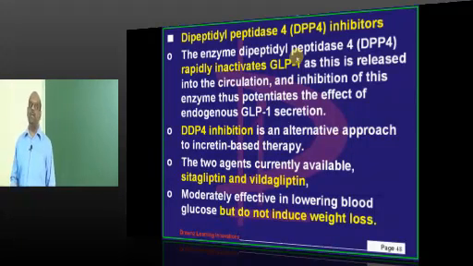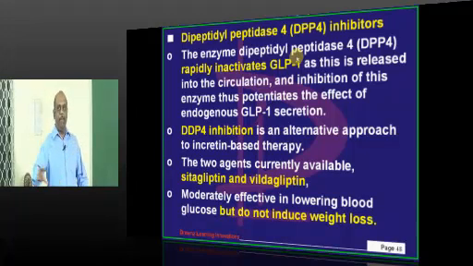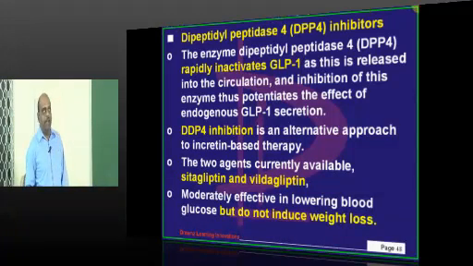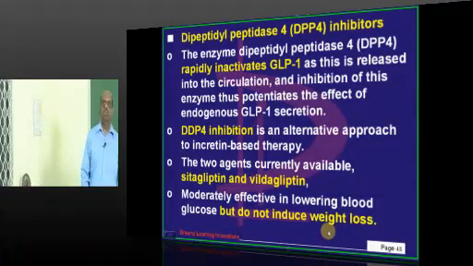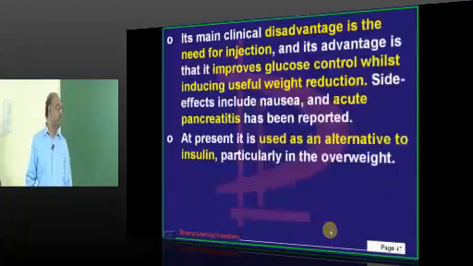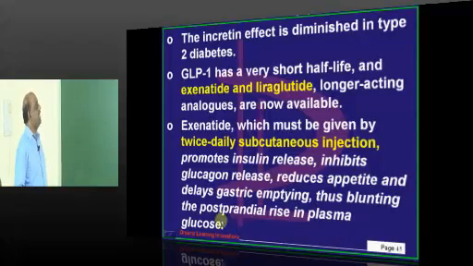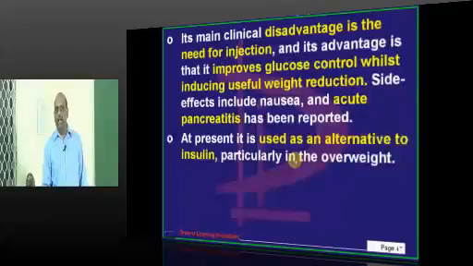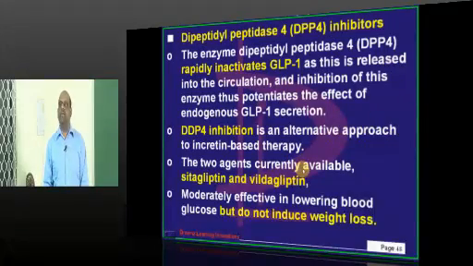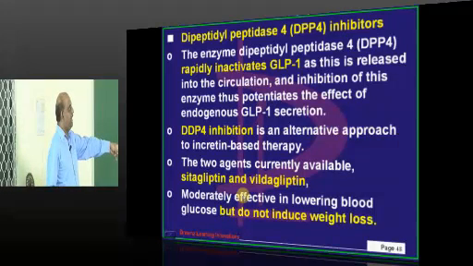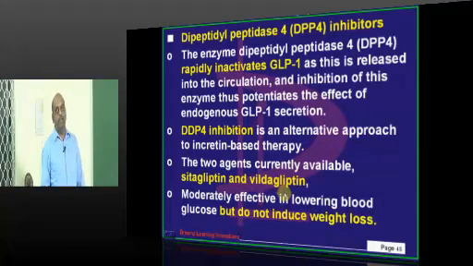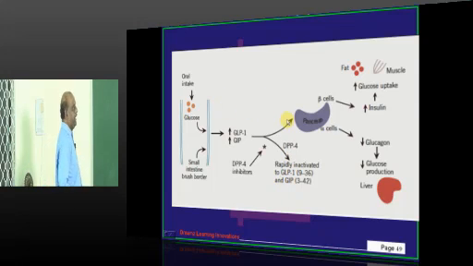So which are the drugs called dipeptidyl peptidase 4 inhibitors, doctor? Sitagliptin and vildagliptin are called dipeptidyl peptidase 4 inhibitors. Just like exenatide, which is a GLP-1 analog, which leads to reduction of weight, the same effect is there for sitagliptin and vildagliptin, is what needs to be remembered.